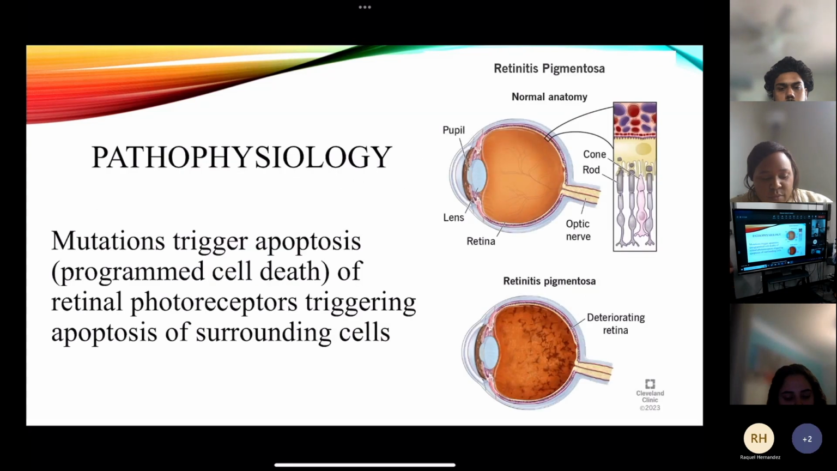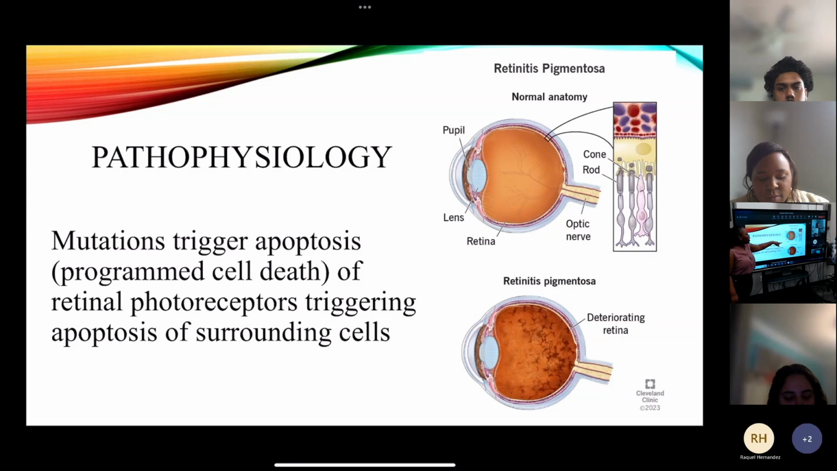And so retinitis pigmentosa occurs due to a variant, mutations, which are dependent on the genetic mannerisms, which I will talk about later. So mutations trigger apoptosis in the photoreceptors, which is followed by apoptosis of the surrounding cells.